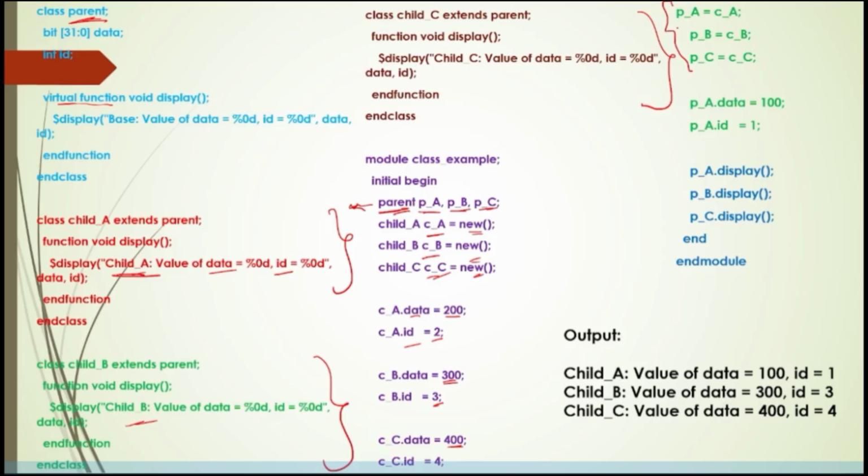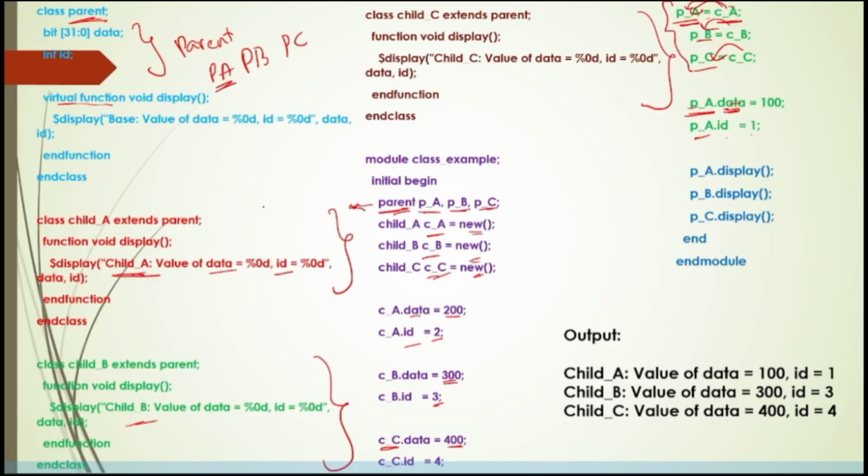Now what I have done is, instead of calling it with the child class handle, I want to call it with the parent class handle. So that is why I have assigned everything in my child classes to my parent class handles. After that, I have assigned pa.data and pa.id as 101. Now what is pa.data here? This parent has pa, pb, pc as handles. What does this pa refer to? This pa is referring to ca here.